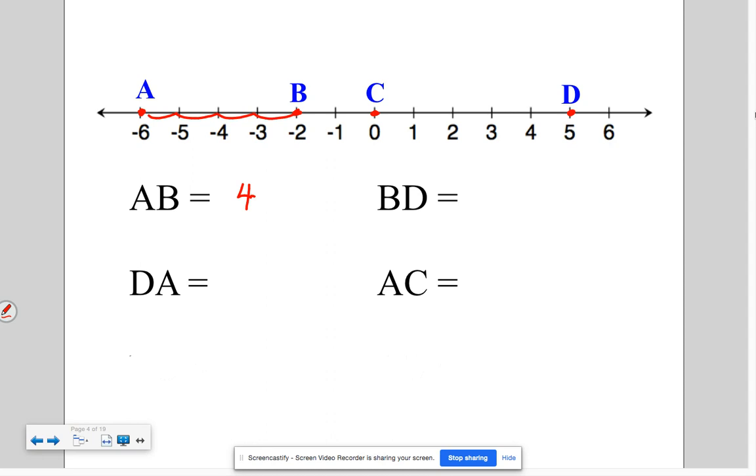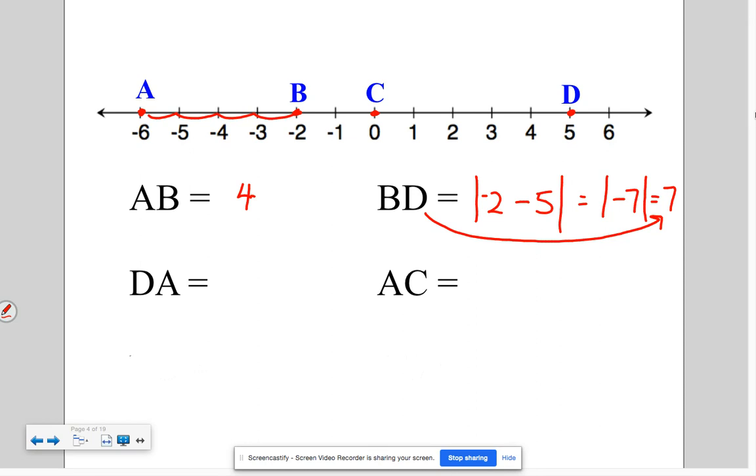Now let's say we've got bigger numbers, or we don't want to have to count them like that, or we don't have tick marks to try and figure them out. We can use what we talked about on the previous slide, the absolute value of the difference. So for BD, I'm going to put an absolute value symbol here. The absolute value of B, which is -2, minus the coordinate of D, which is 5. -2 minus 5 is -7, and the absolute value of -7 is 7. So BD would equal 7. We could do that by hand to double check, but it does equal 7.